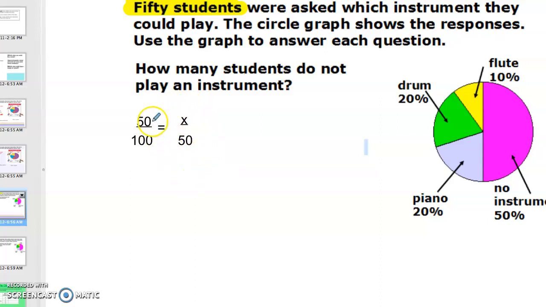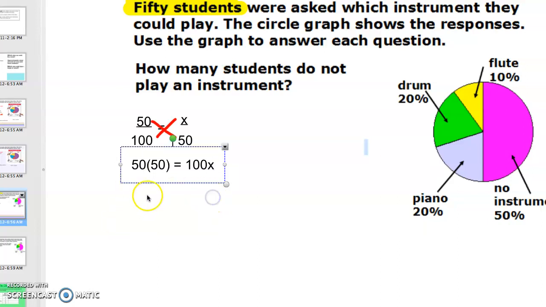Again, we're going to cross multiply. So 50 times 50 and x times 100. 50 times 50 equals x times 100. Well, I'm going to write that as 100x, right? As great mathematicians, that's how we write it. So 50 times 50, we're going to simplify this side here. And we get 2500 equals 100x.